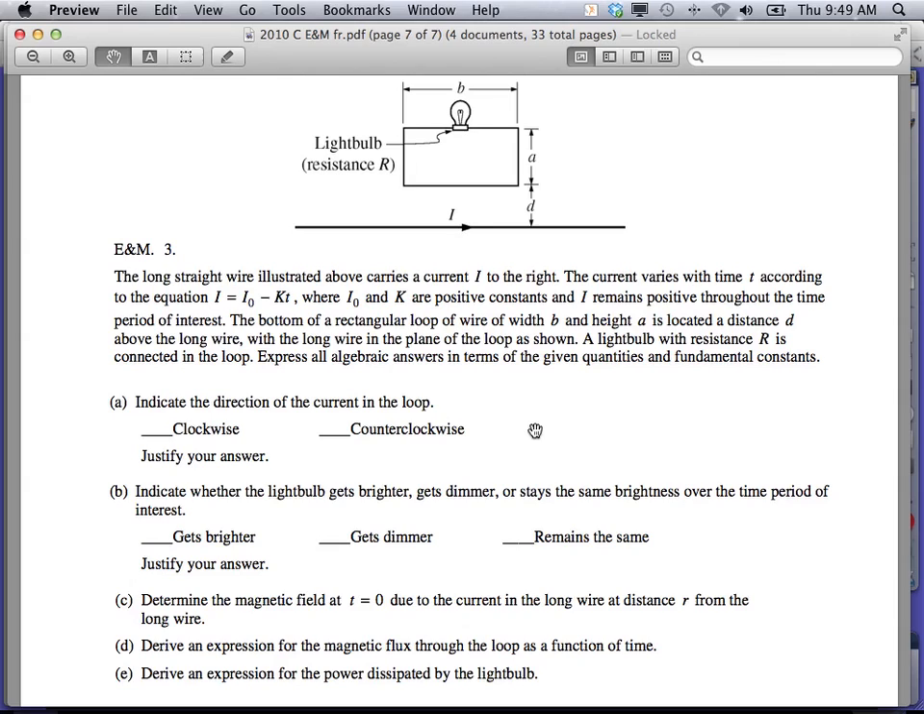What's it trying? What does Lenz's law say? Fight the change. So if it's getting smaller coming out of the page, then we need to make it stronger. So we need to put our fingers out of the page. And that gives us a counterclockwise current.